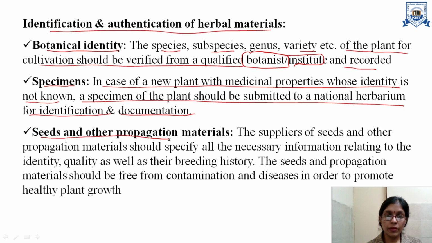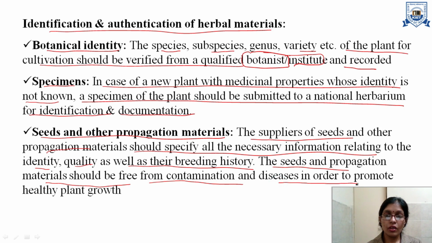Seeds and other propagation materials. The suppliers of seeds and other propagation materials should specify all the necessary information relating to the identity, quality, as well as their breeding history. The seeds and propagation materials should be free from contamination and diseases in order to promote healthy plant growth.